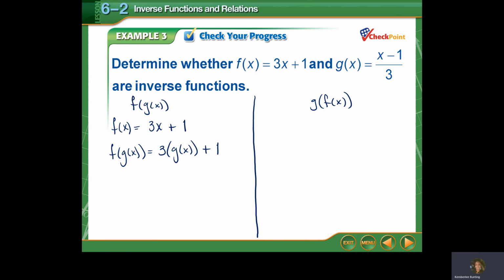Why is it 5? Make it look like a 3. All right. And so, what is g of x equal to?